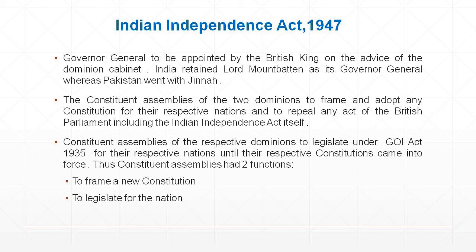It empowers the constituent assemblies of both the dominions to legislate for their respective territories till the new constitutions were drafted and enforced. No act of the British Parliament passed after August 15, 1947 was to extend to either of the new dominions unless it was extended thereto by a law of the legislature of the dominion. So any act passed by the British Parliament would not apply to these countries after August 15, 1947, until we in these two countries want it.